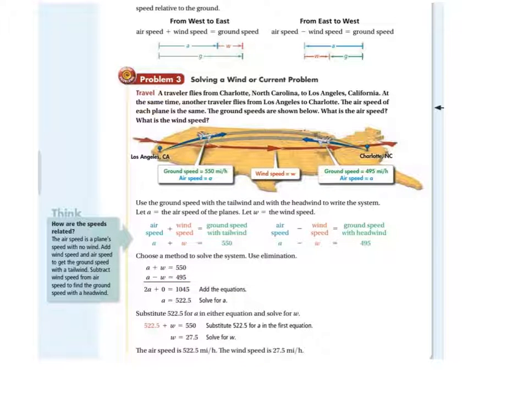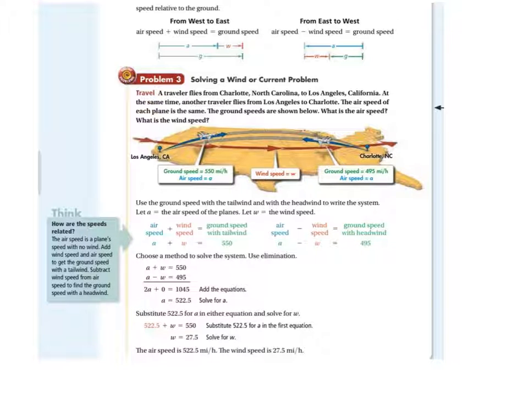I think these kinds are easier. I like them better, except for the mixture ones. Love the mixture problems. So here, the great thing is elimination makes it so easy. Because look, you have a negative and a positive W. Boom, wipes out the W's. So we add them together, 2A plus 0 is 1045. Divide off our 2, and airspeed is 522.5.